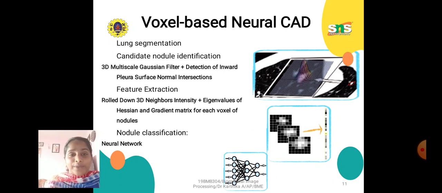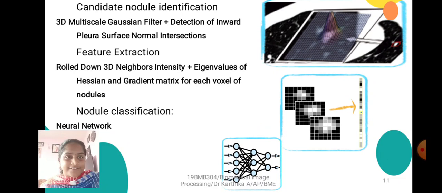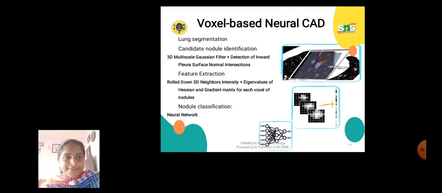And again we have to consider the voxel based neural CAD. In this lung segmentation and candidate nodule identification, we use the 3D multiscale Gaussian filter with detection of inward pleura surface normal intersections, and for feature extraction we use the rolled down 3D neighbors intensity with eigenvalues of the Hessian and gradient matrix for each voxel of nodules. And for nodule classification they use only a neural network for voxel based neural CAD. See here how it differs from the others.